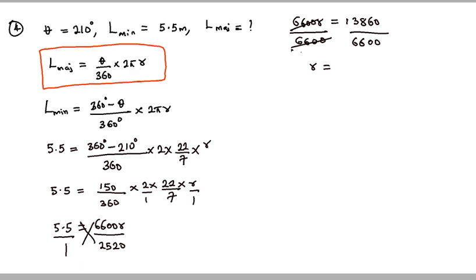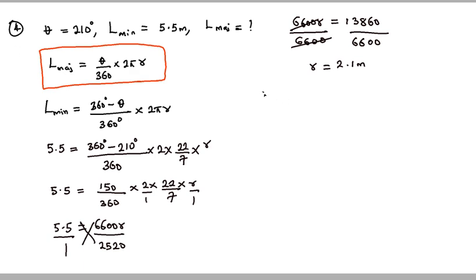So 13,860 divided by 6,600. That's just 2.1. Yes, that's 2.1 meters. So we've gotten our r as 2.1 meters. So I can now solve this length of major arc in red. I can now solve it.